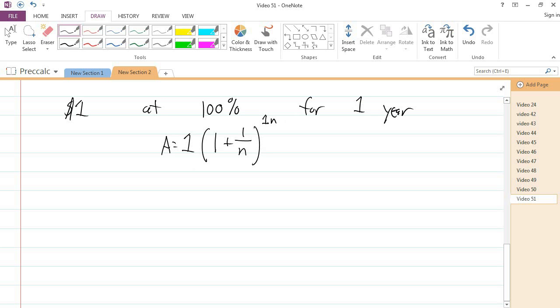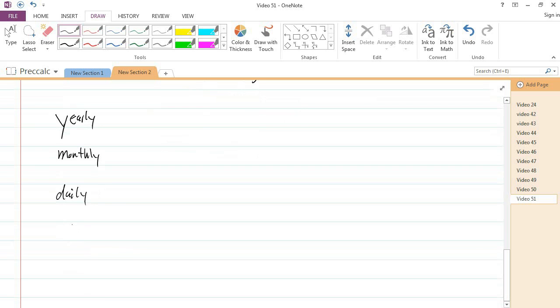And let's look at some different scenarios. Let's look at once a year. Let's look at once a month. Let's look at once a day. Let's look at once an hour. And let's look at once a second. That should be enough to see how this is going to work out.